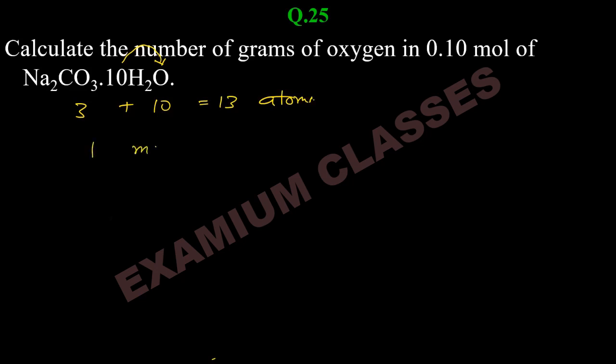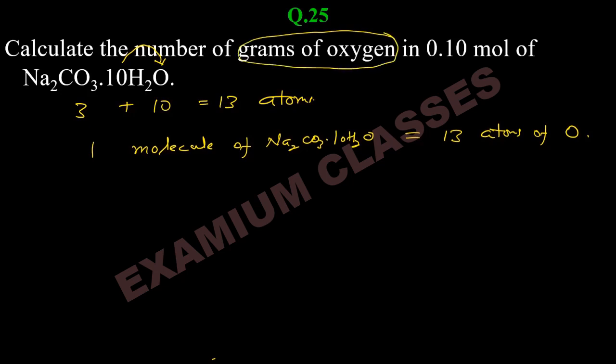So one molecule of Na2CO3.10H2O has 13 atoms of oxygen. Is that clear or not, everyone? Yes, sir. If that is clear, then to calculate the grams of oxygen, we need to convert the number of moles of oxygen to grams. That is the easiest way.